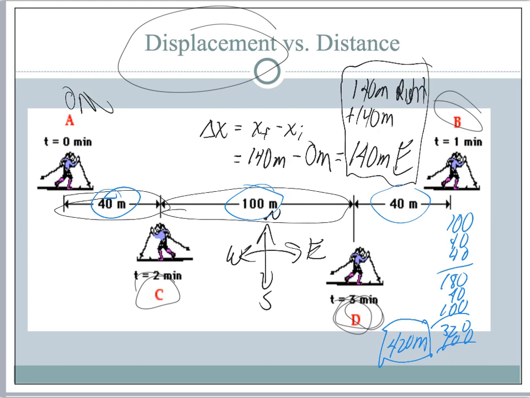Notice I'm not worried about direction here. I'm just worried about the ground that she covers. So I just wanted to know the scalar value, the distance that she traveled. In this case, it would be 420 meters. So as we can see, distance and displacement are not even close to the same number.